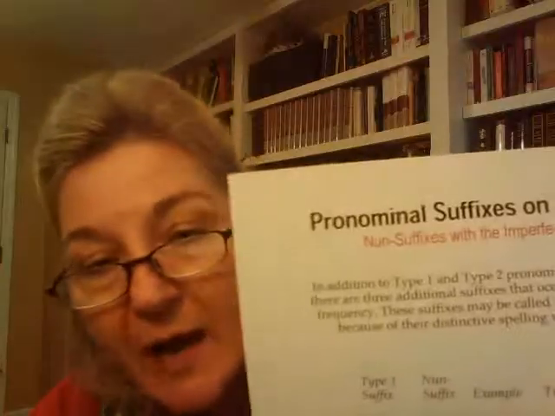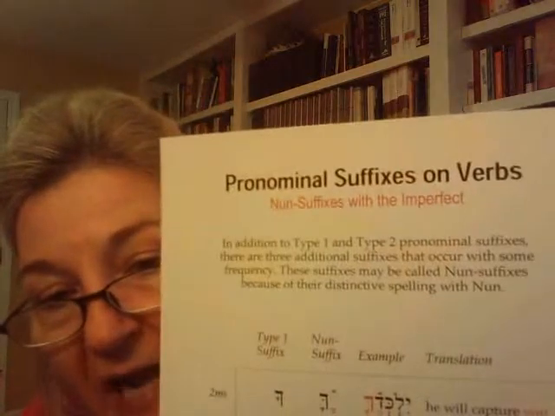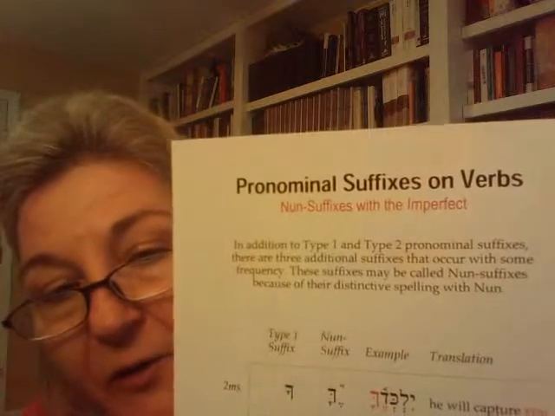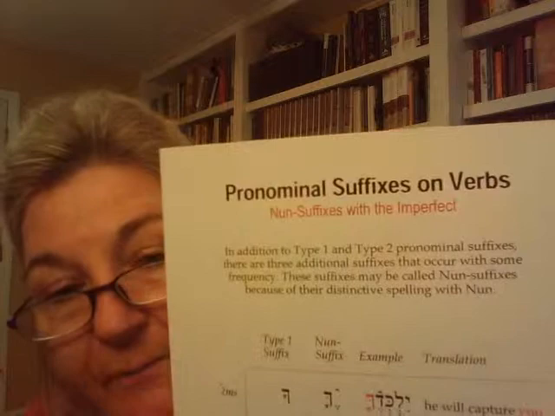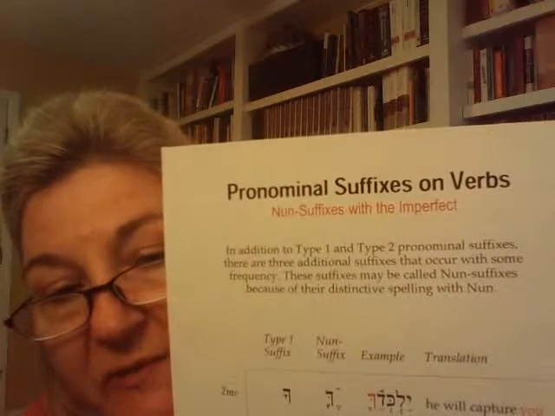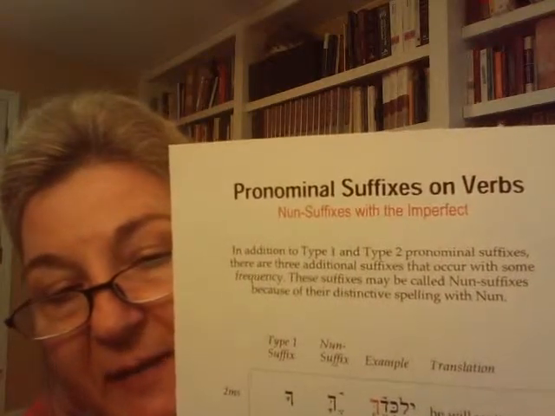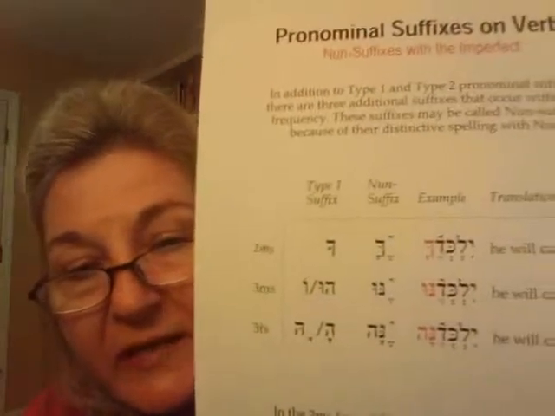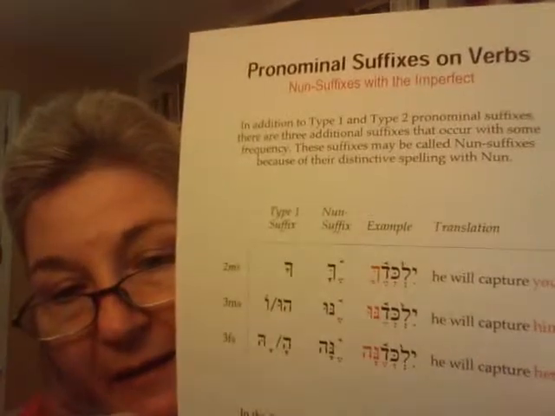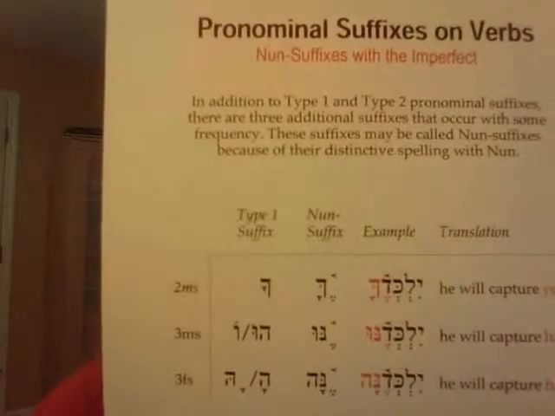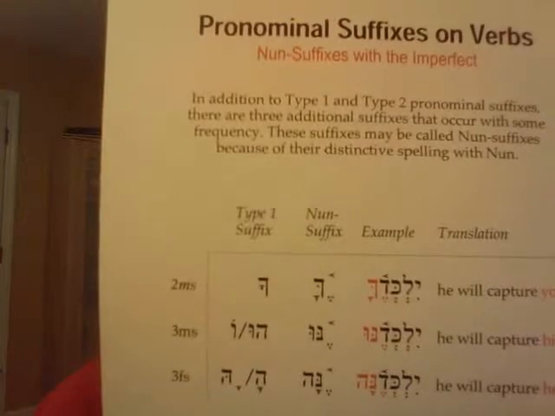So let's see, here's another category. These are one of those alternates that you need to be aware of. Let's read together here at the top. In addition to type 1 and type 2 pronominal suffixes, there are 3 additional suffixes that occur with some frequency. These suffixes may be called noon suffixes because of their distinctive spelling with noon. You'll need to memorize these 3. They are ekha, enu, and ana.